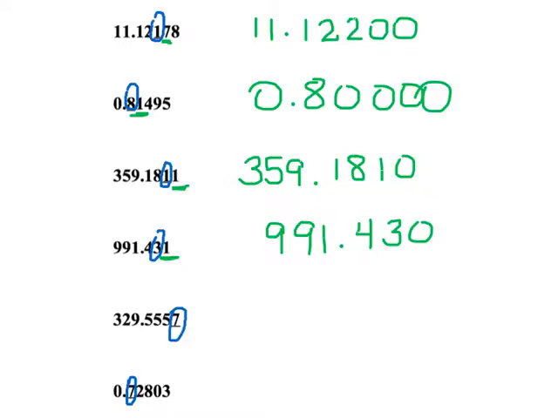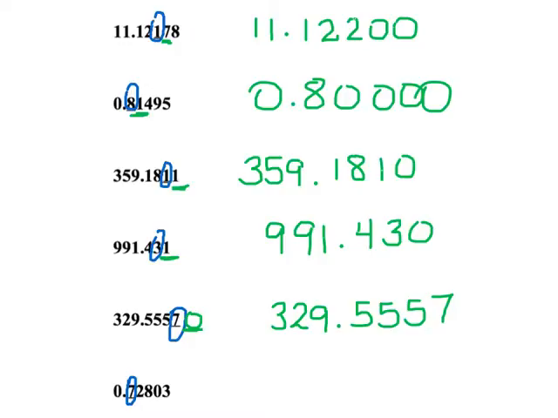Now this next one's interesting. The 7 is circled, and there's nothing after it. But there actually is. It's a 0. And a 0 tells the 7 stay the same. So I'm going to have 329 decimal point 5, 5, 5, 7. And there was nothing behind it. It stays the same, but they're all zeros.